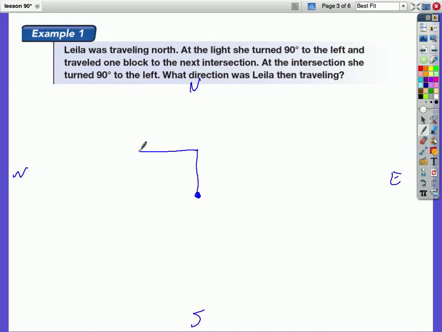To turn to the left, we can't look at the page how we see it. We have to look at how Layla sees it. So it might help to turn your page as you're going through these directions. Obviously, I can't turn my screen, but if we're going this way, and I look that way, to the left is going to be down. To the right would be going up. So she turned 90 degrees to the left. What direction is she now traveling? We're going down, which is going to be south. So my answer is just south.